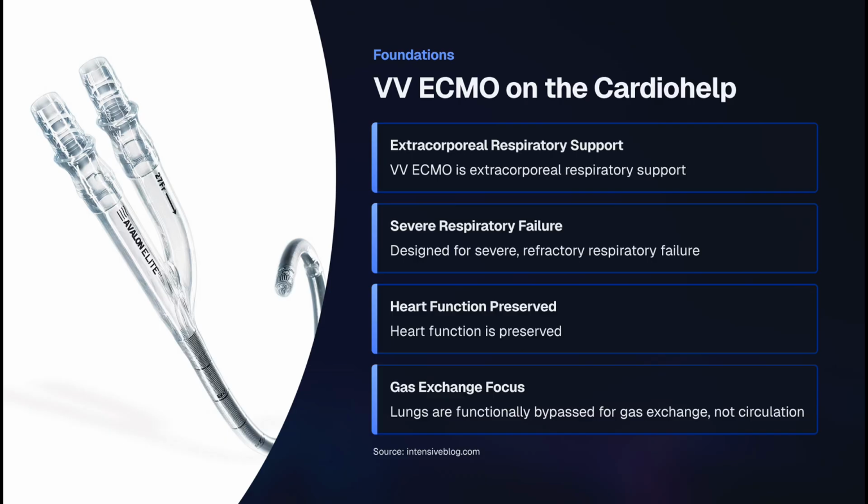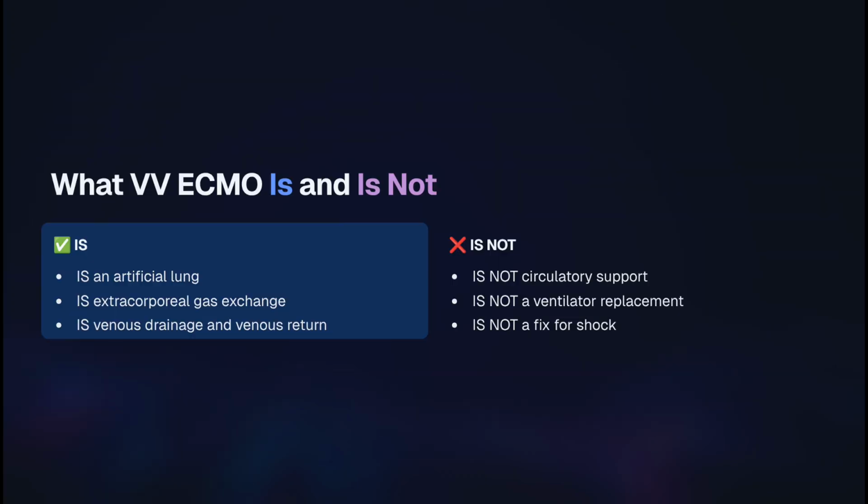The heart is still doing all the pumping. The lungs may still be moving, but they are no longer the primary organ of gas exchange. This distinction is critical because most VV ECMO errors are category errors. VV ECMO is an artificial lung. It replaces gas exchange, not circulation. It is a passenger on the cardiovascular system, not the driver.